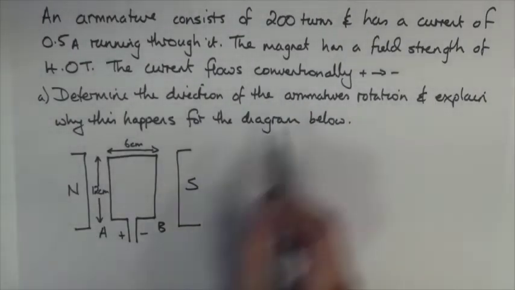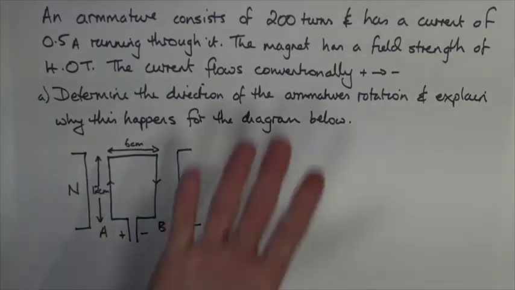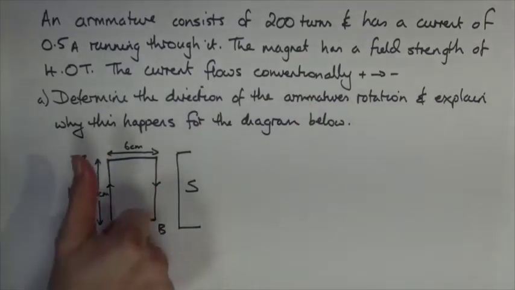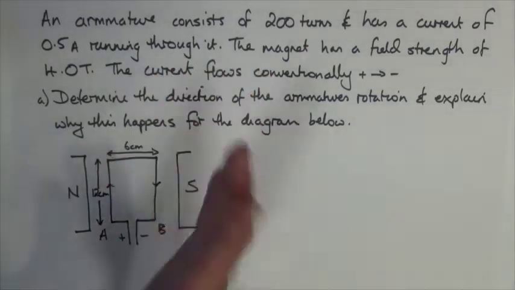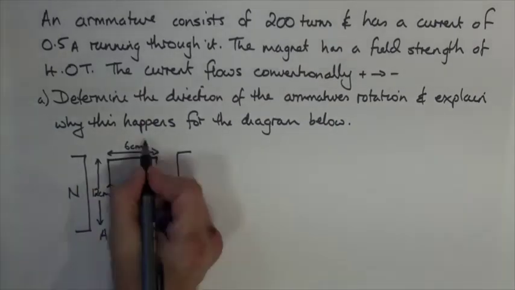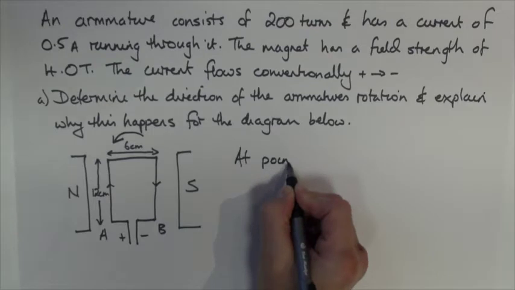Now the armature is 12 centimeters by 6 centimeters across, and we've got north and south. We know that the current is flowing conventionally, so we're going from positive to negative. So I use my thumb to show the direction at point A and my fingers to show the magnetic field. As a result, it's pushing down on A and pushing up on B.